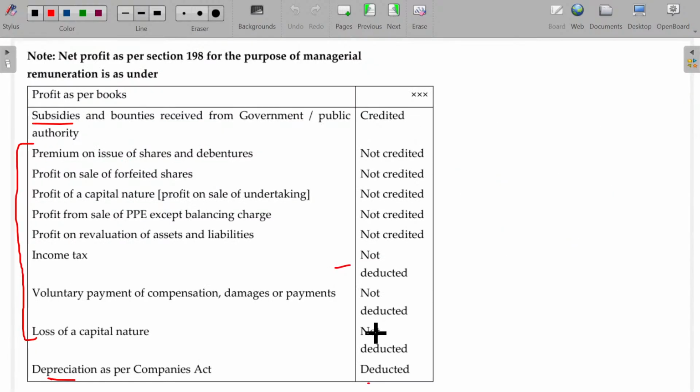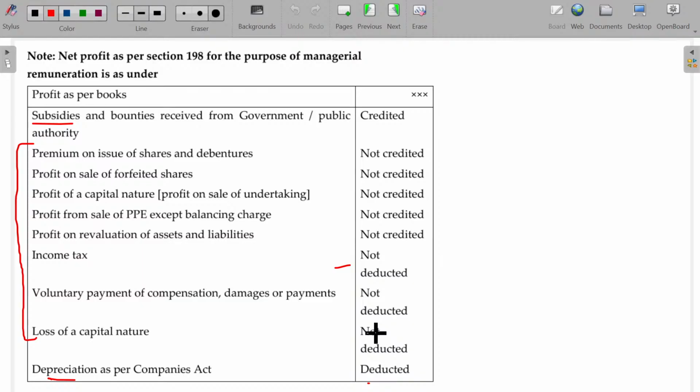Few items like tax on abnormal profit, tax on profit earned because of special reason, those things will be subtracted. But regular income tax will not be subtracted. Usually I have seen most of the questions related to only depreciation. Depreciation as per the Companies Act for this purpose is this much, so you have to deduct the depreciation as per the Companies Act. Whereas if you are studying PGBP, you have to subtract the depreciation as per the income tax purpose.